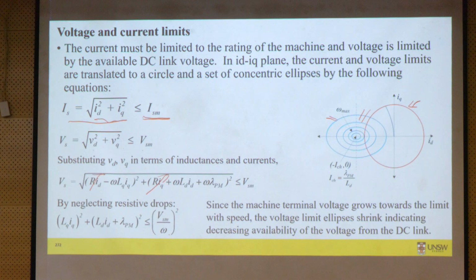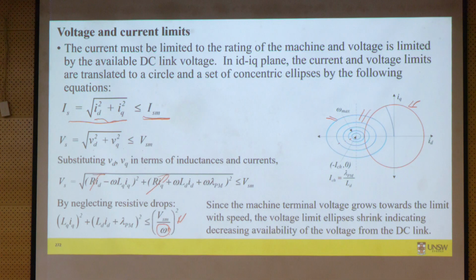Now, if you note in this ellipse equation, we have the speed term, right? As the speed increases, this term is going to reduce. So what does the reduction of this term in an ellipse equation mean? It means that your long axis is shrinking, okay? The long axis of your ellipse is shrinking. And that's why for different speeds we get different ellipses, okay?